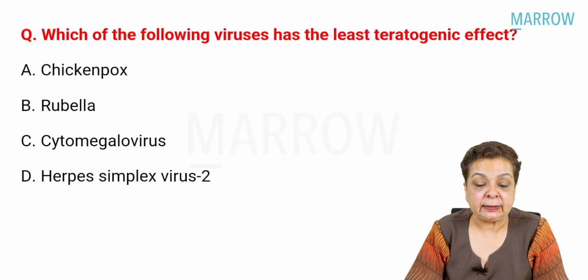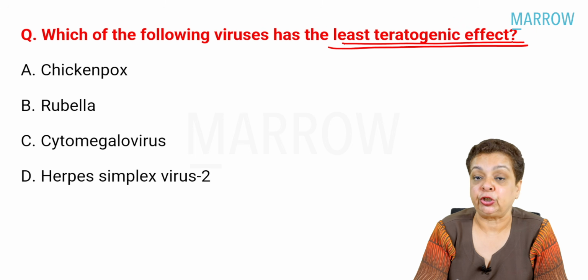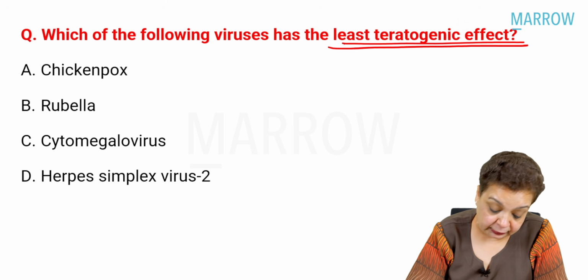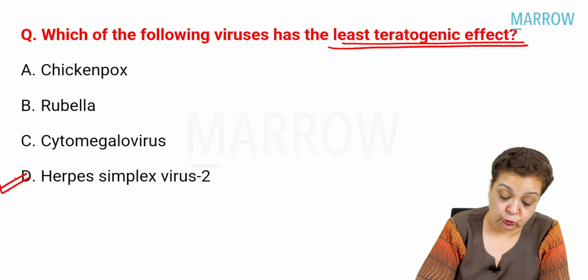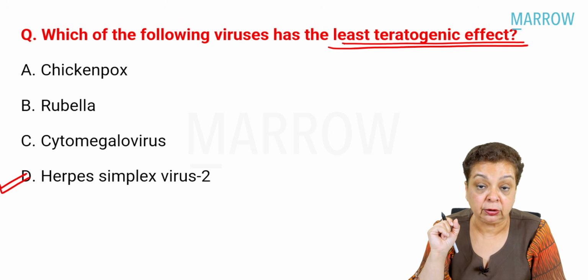Which of the following viruses has the least teratogenic effect? Least teratogenic effect. So congenital malformations would be least likely to be seen with herpes simplex virus 2. The rest of them lead to massive teratogenic effects on the fetus.